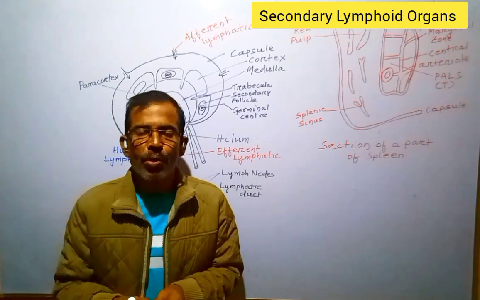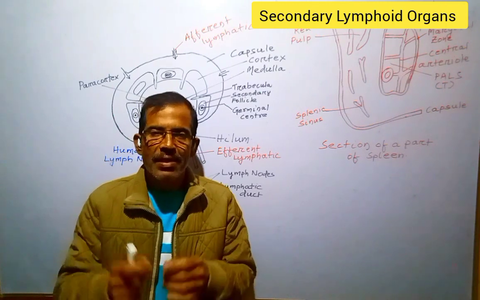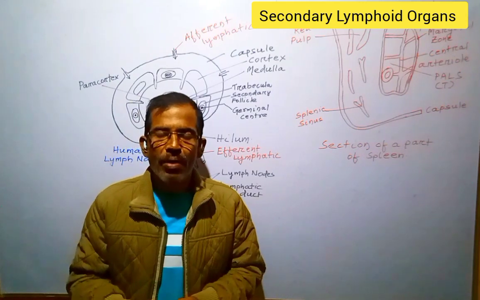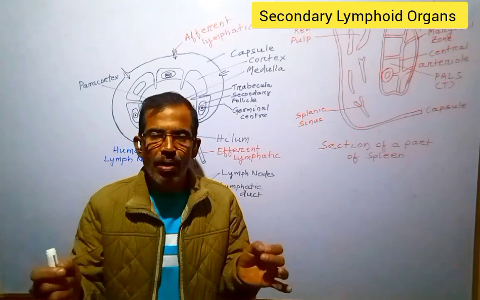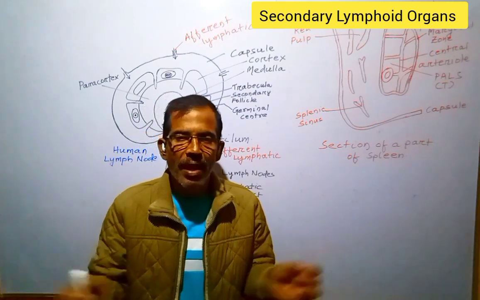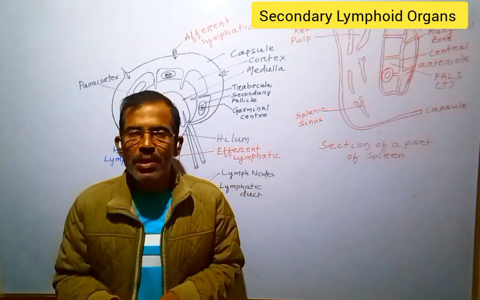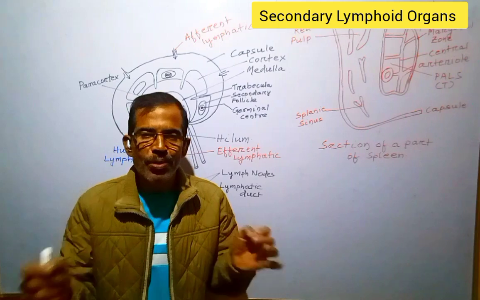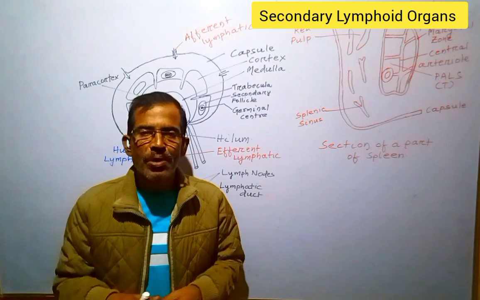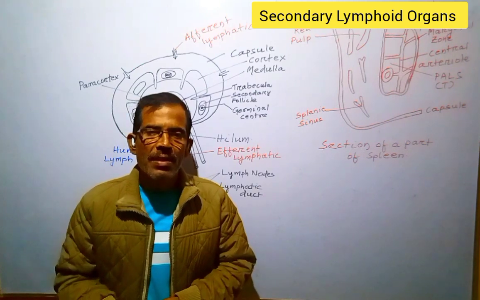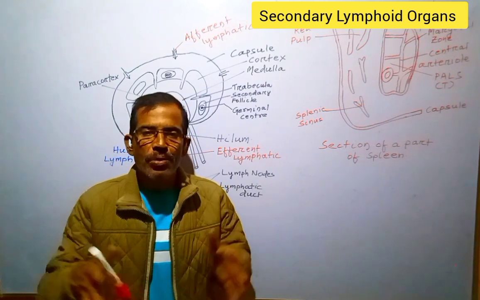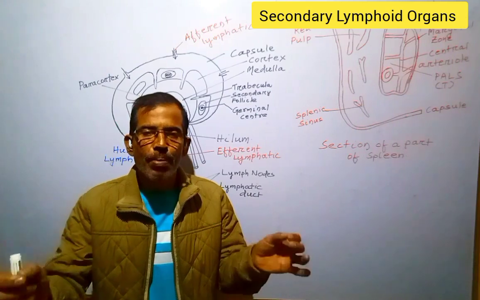Mucosa-associated lymphoid tissue, also known as MALT, is the secondary lymphoid tissue without capsules. These tissues are found dispersed in the mucosal layer of the alimentary canal, respiratory, and the genitourinary tract. Mucosa-associated lymphoid tissue is non-encapsulated. Peyer's patches and tonsils are good examples of MALT that are present in the mucosal layer of the alimentary canal. Hence, they are also known as gut-associated lymphoid tissues.